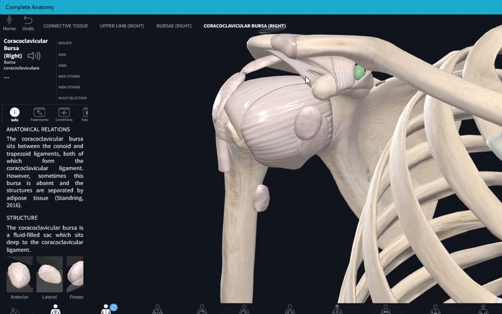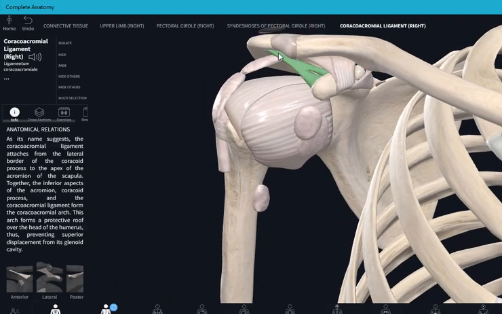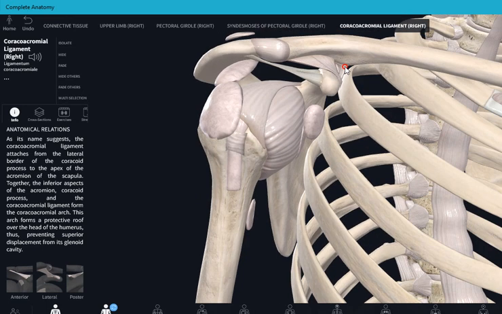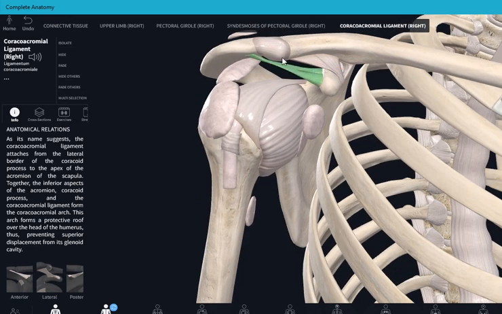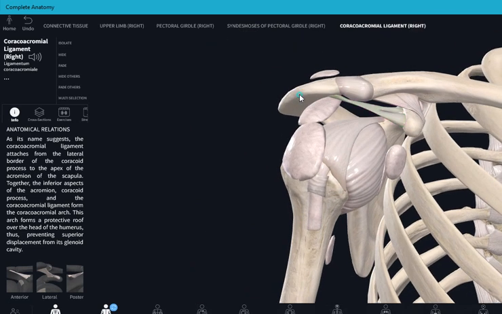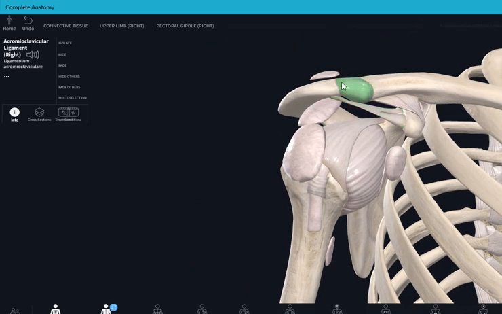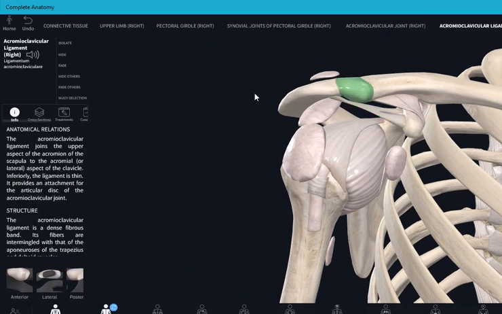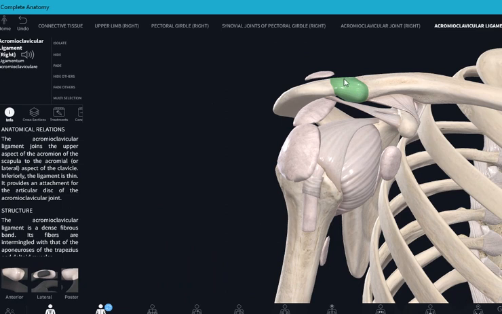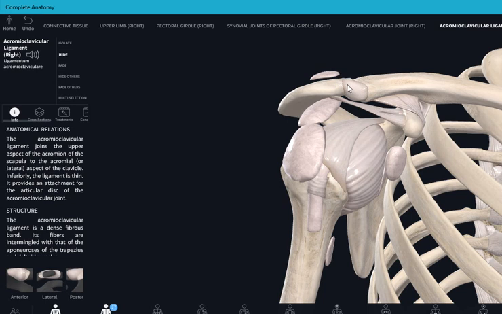Now, at this portion here, we have the coracoacromial ligament. It connects these two portions, and it also helps maintain the shoulder joint. We are going to have a capsule at this portion. We have the acromioclavicular ligament, which connects the clavicle and the acromion. You can hide it to visualize what's inside.